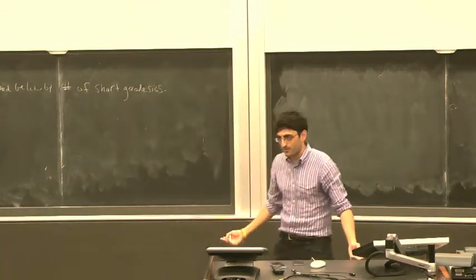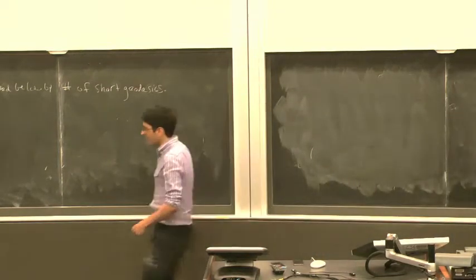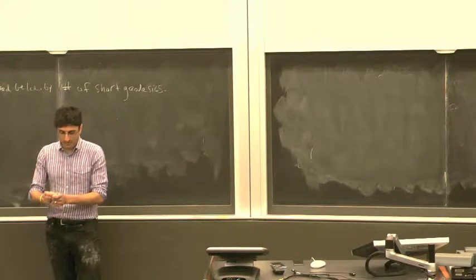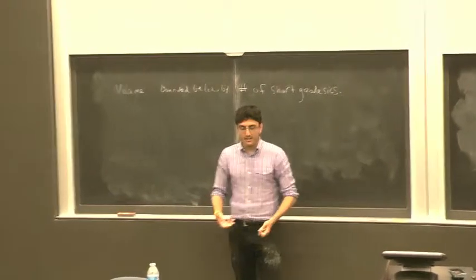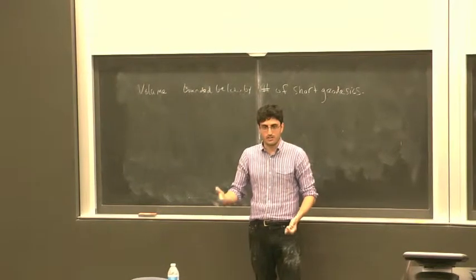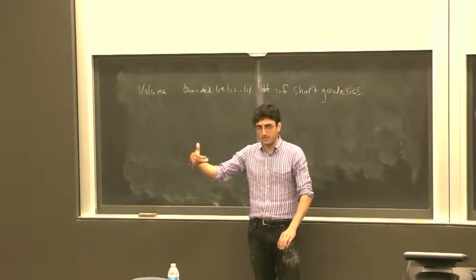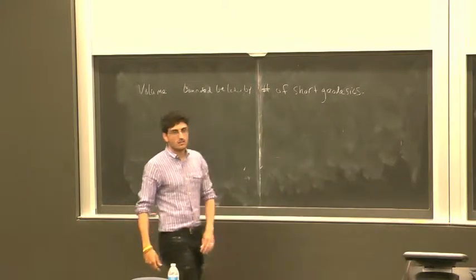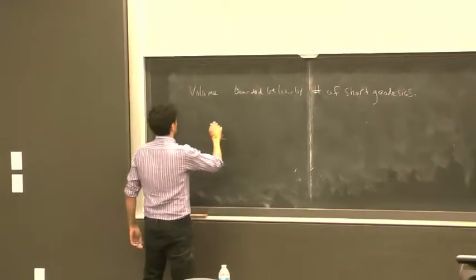So I can also say that the volume of the convex core of a quasi-Fuchsian 3-manifold is coarsely the same as the distance in the pants graph between a short pants decomposition on one boundary component and a short pants decomposition on the other. Okay? Make sense? Okay. So this is the first part of it.